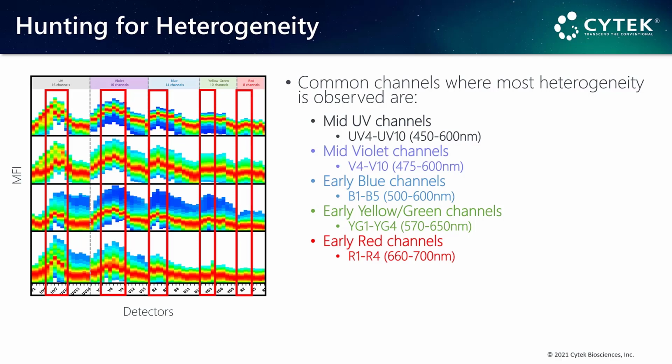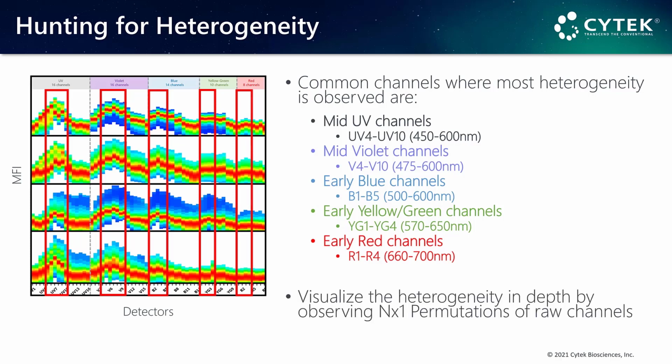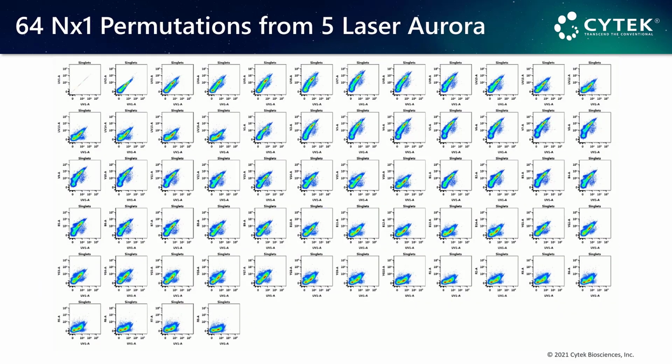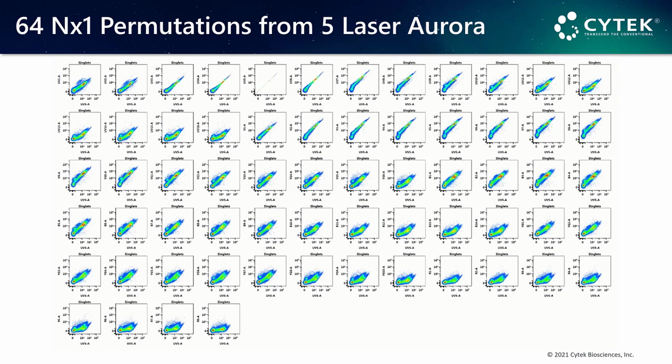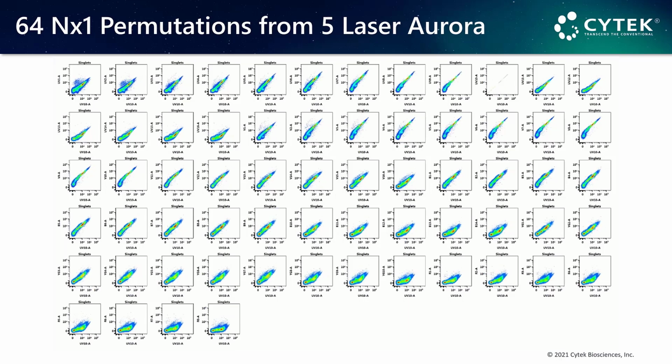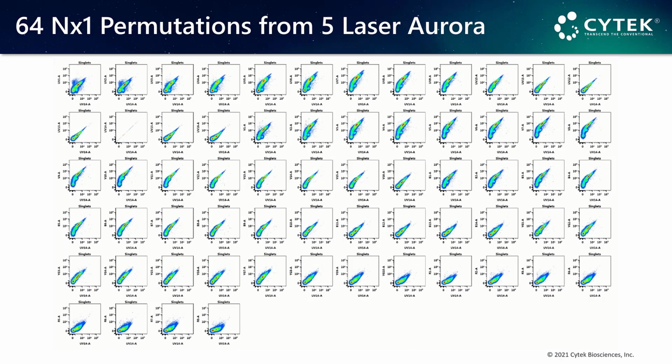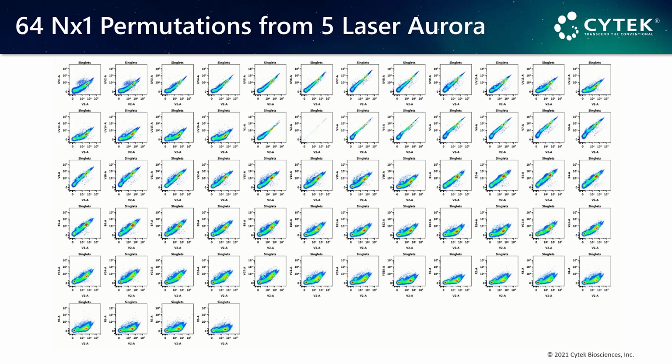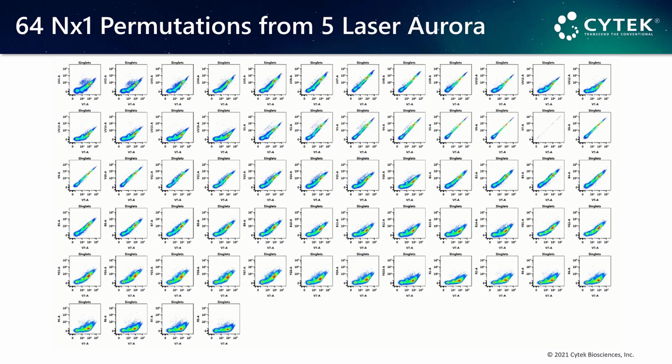In order for you to visualize the heterogeneity within your samples, you can view the n by 1 permutations of the data from all of the raw channels on your instrument. Now, we have done a lot of digging around in the raw data from many different highly autofluorescent tissues, and as just described, we've made some recommendations to you about where you might expect to find heterogeneity.